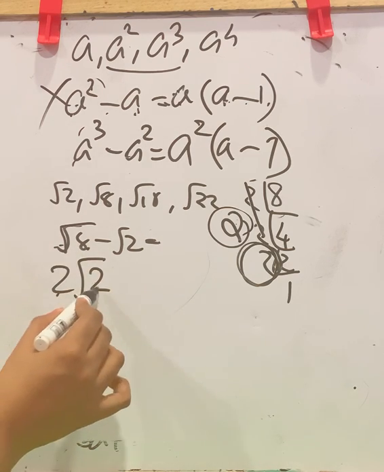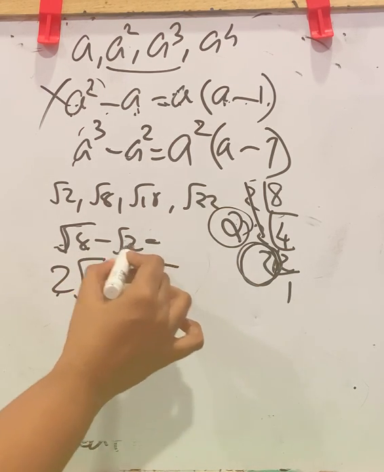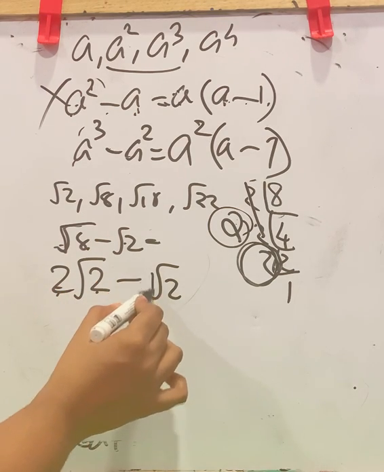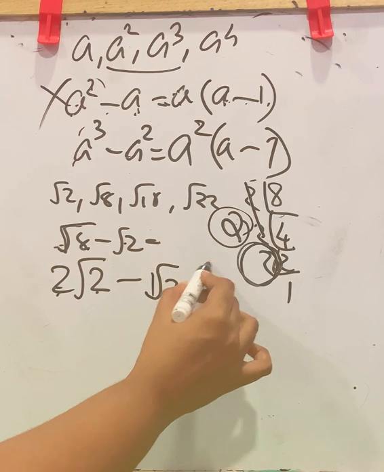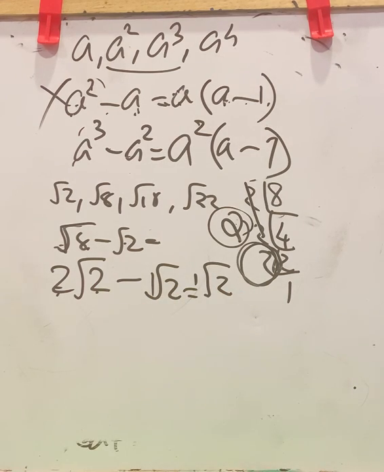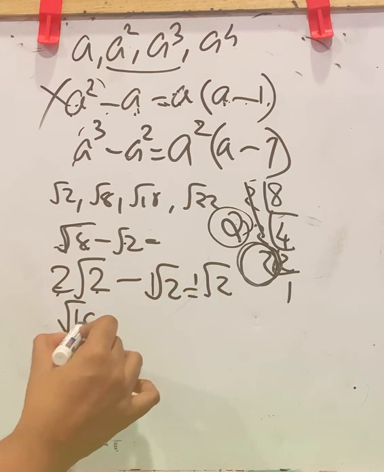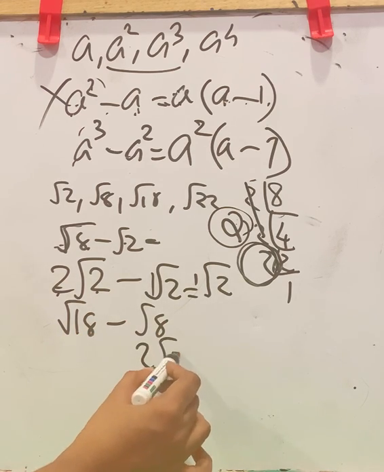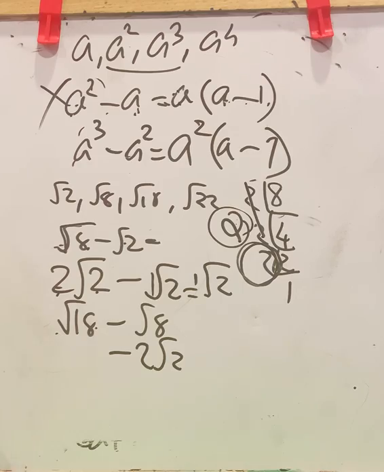Root 8 is 2 root 2, minus root 2. 2 root 2 minus root 2, root 2 means 1 root 2, equal to 1 root 2. Now next, root 18 minus root 8. Root 8 we know, 2 root 2. Root 18 we have to find.